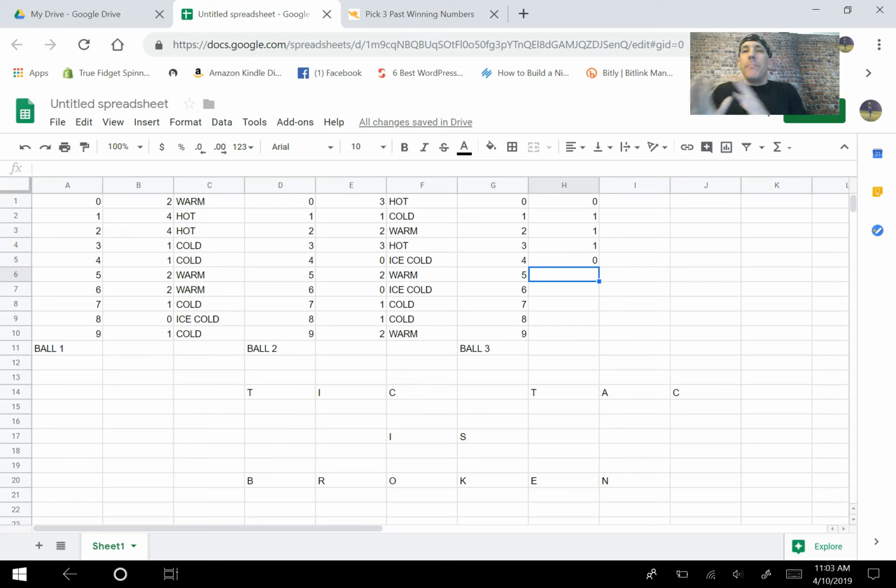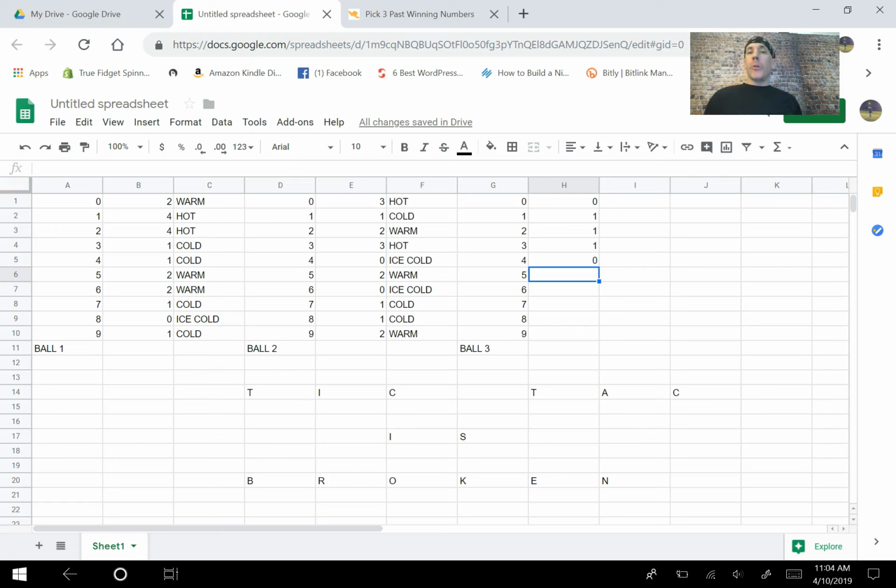And some people use this missing numbers stuff. No, I'm not using missing numbers. I win a lot more when I use hot, a combination between warm and hot numbers, not a couple cold, a couple hot, no cold, okay?